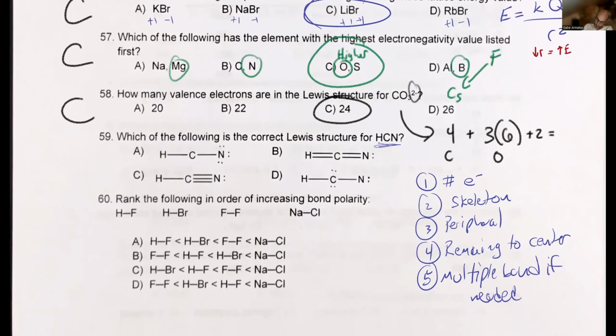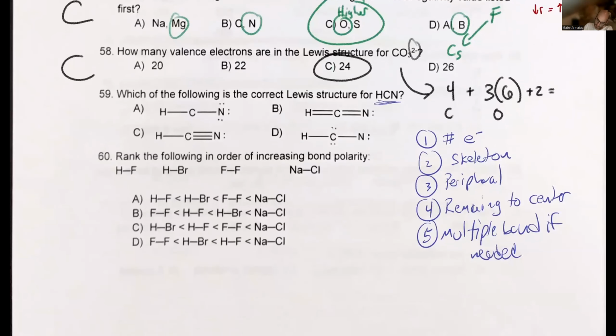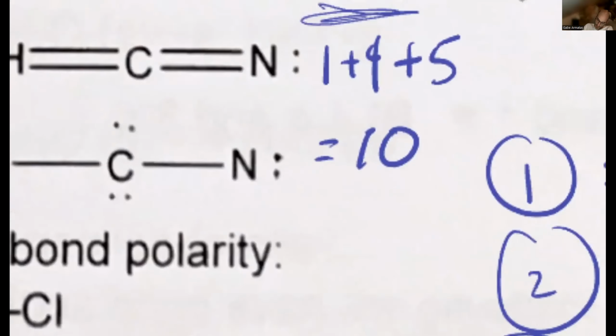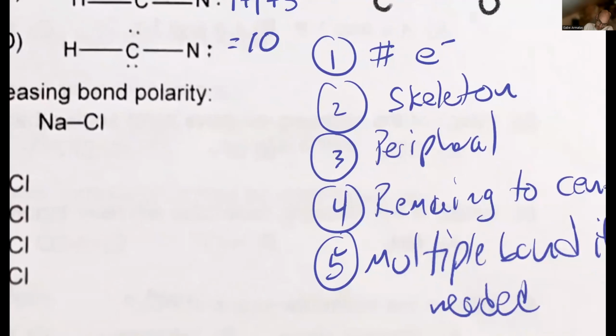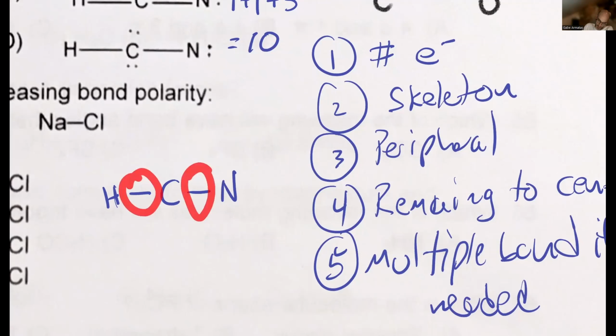Happy to help you go through this if you need to, but let's do it. So HCN. Hydrogen is 1 electron plus the 4 electrons from carbon plus the 5 electrons from nitrogen for a total of 10 electrons. So in my final structure, I'm going to have 10 electrons. Step 2, I'm going to draw the skeleton. Carbon in the center, hydrogen on one side, nitrogen on the other. Done. Each of these represents 2 electrons, so I just used 4 electrons. I've got 6 electrons left.